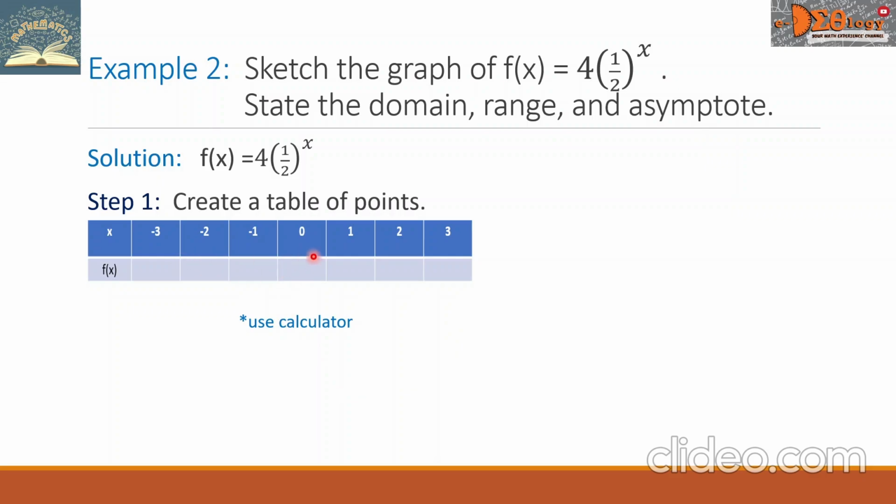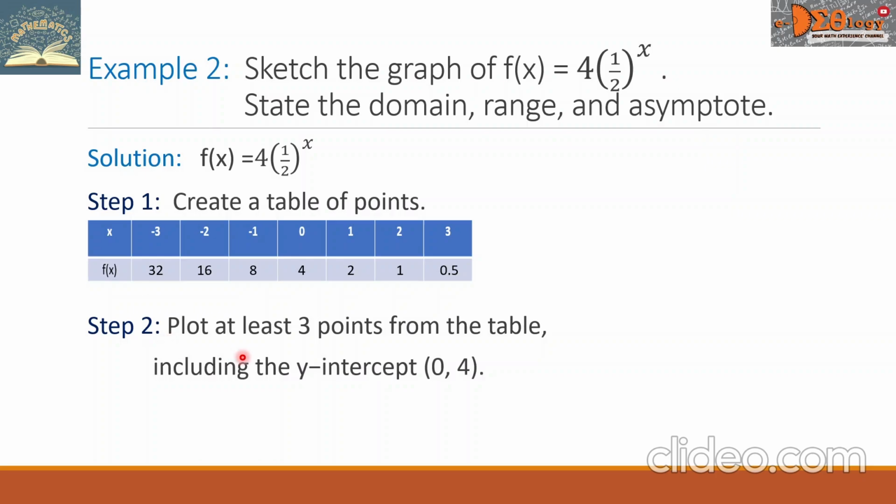Let's begin with when x equals 0, we substitute this 0 to the x here, then we will get the value of f of x. So, the f of x when x is 0 is 4. What about when x is 1? F of x is 2. When x is 2, f of x is 1. When x is 3, f of x is 0.5. When x is negative 1, f of x is 8. When x is negative 2, f of x is 16. When x is negative 3, f of x is 32.